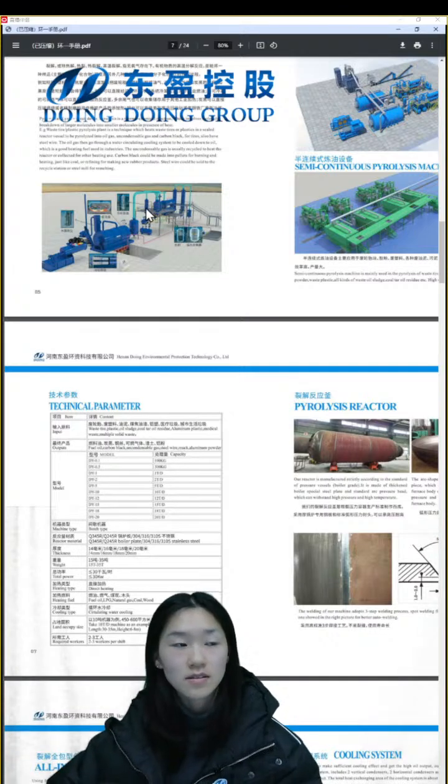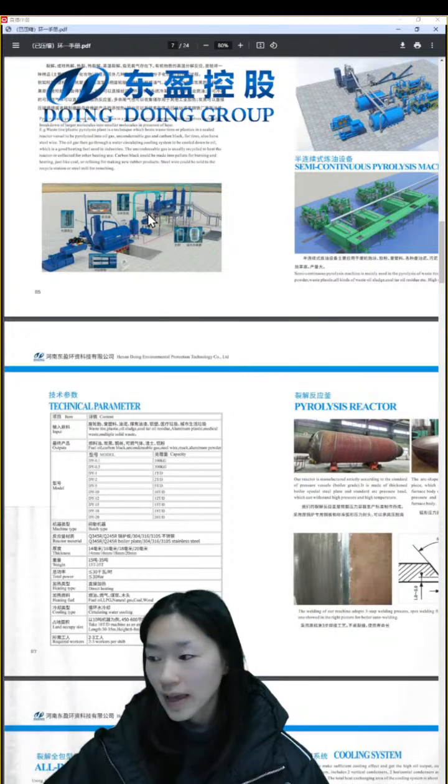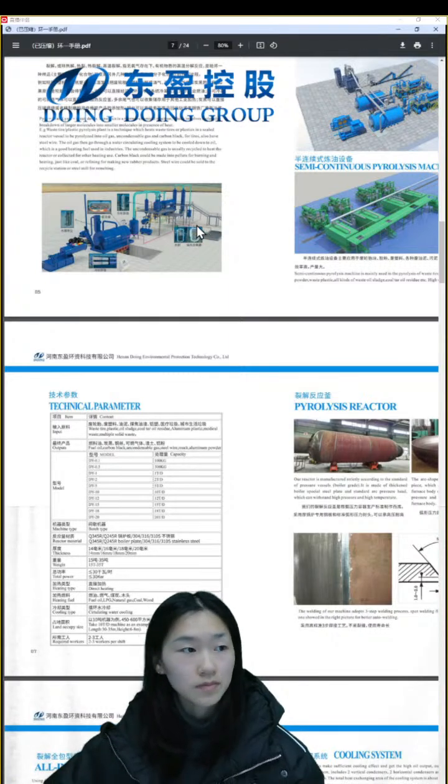Our condensers. In these condensers, the oil gas will be cooled down into liquid oil, and the liquid oil will be collected into these oil tanks. Lastly, you can use the oil pump to pump this oil into the oil storage area.